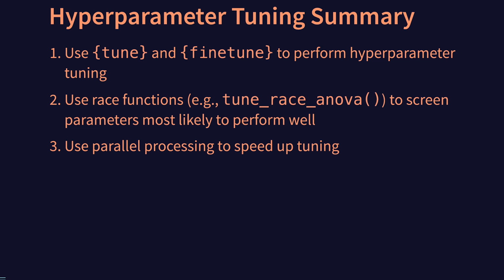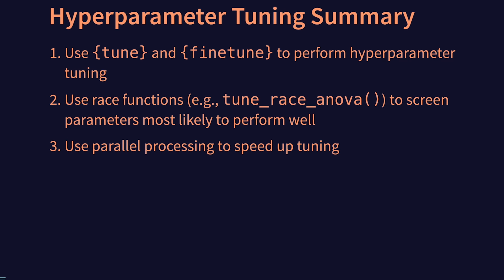All right, so three key takeaways from today's video. Number one, use tune and finetune to perform your hyperparameter tuning. This gives you a systematic approach to efficiently explore the hyperparameter space of your model. Number two, use racing functions like tune_race_anova from the finetune package to screen the hyperparameters that are most likely to perform well for your model. You can also dive deeper into the finetune package to look at other racing functions. There's a win-loss one, as well as a few others that I'll let you explore on your own.